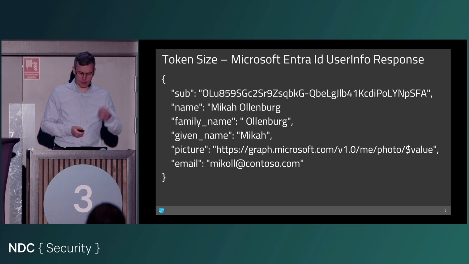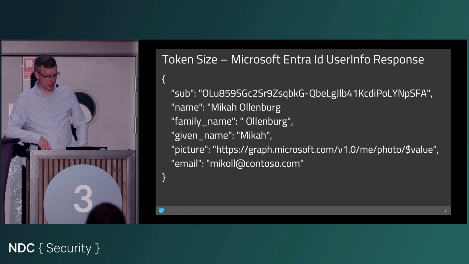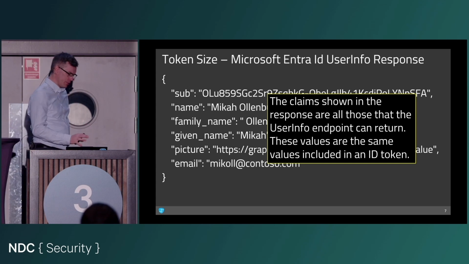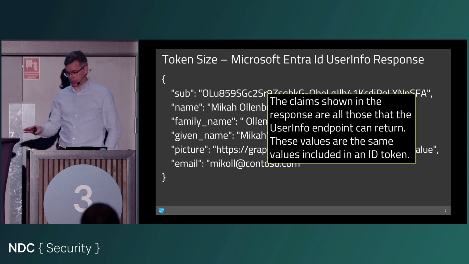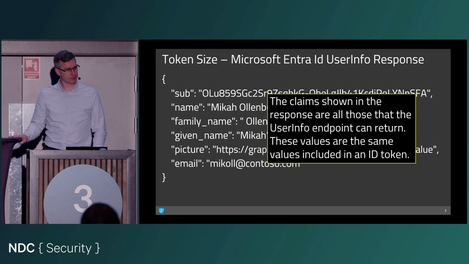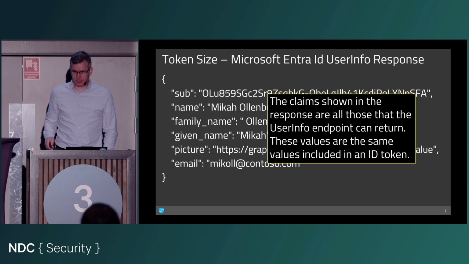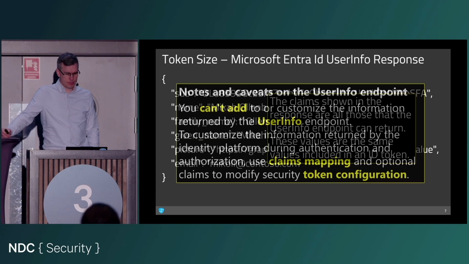So let's look at the Microsoft Entra ID user info response. This is an example they have from the docs. And then it says, the claims shown in response are all those that the user info endpoint can return. These values are the same values included in an ID token. Okay, hold on. So they have the user info endpoint, but they still put everything in the ID token. Okay. But we could at least update things from it.